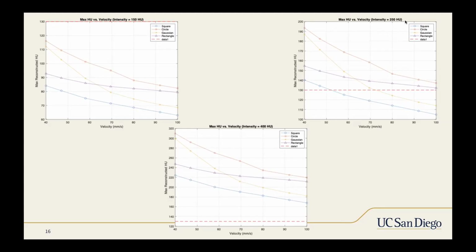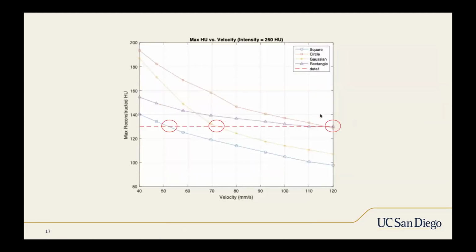So this is if you start out with an intensity of 250. You can see that the Gaussian would drop first. And then for an initial value of 400, they basically all stay up on top. This one looks like the middle range. Then we tried a couple more velocities to see when the others will drop. These are the points where it would drop below the threshold of 130.